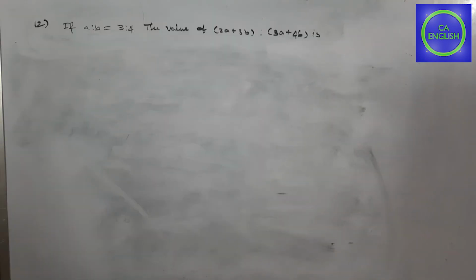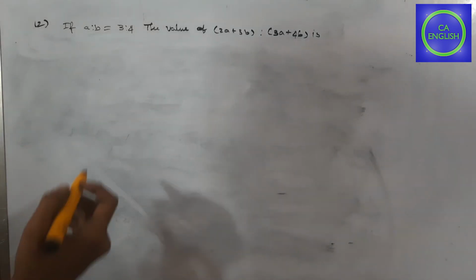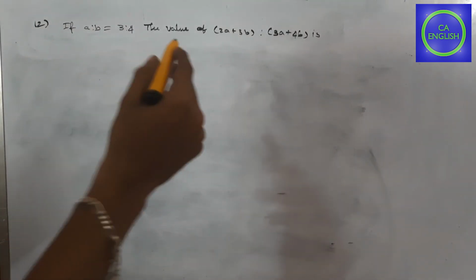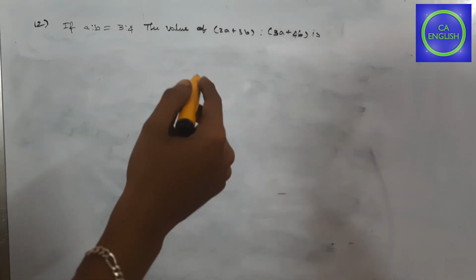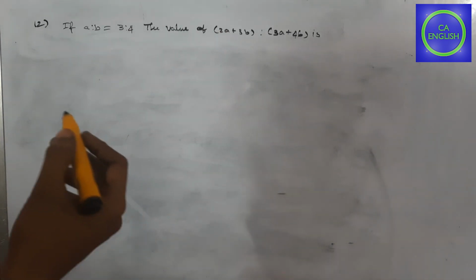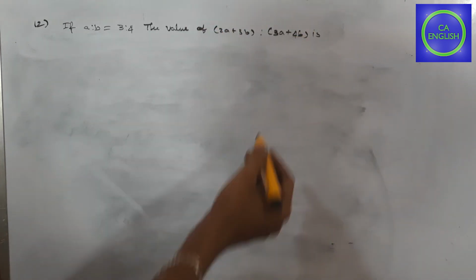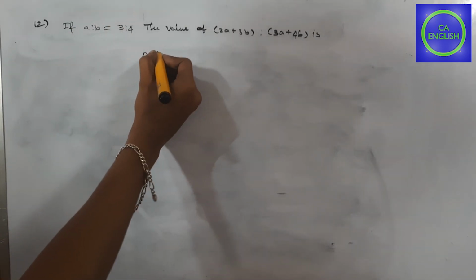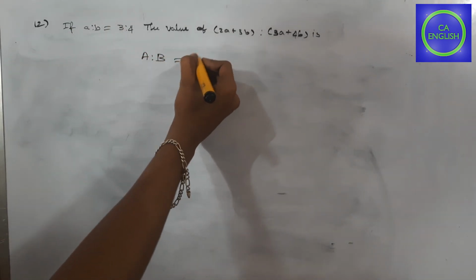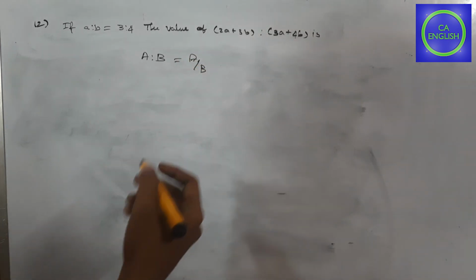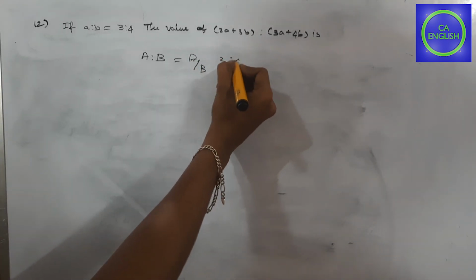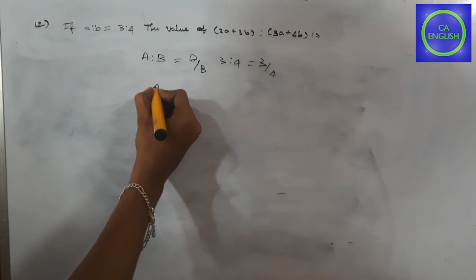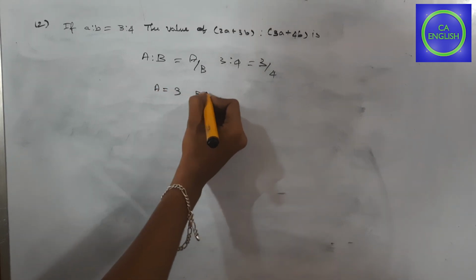The 12th sum of this exercise is easy. Just read the question. If A is to B equal to 3:4, what is the ratio of 2A plus 3B to 3A plus 4B? They are asking simply to find the ratio of this value. The given ratio we can write as a fraction, A by B, as in all the sums. That means 3:4 equal to 3 by 4. The value of A is 3 and the value of B is 4.